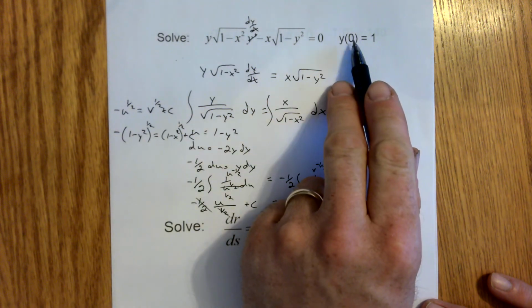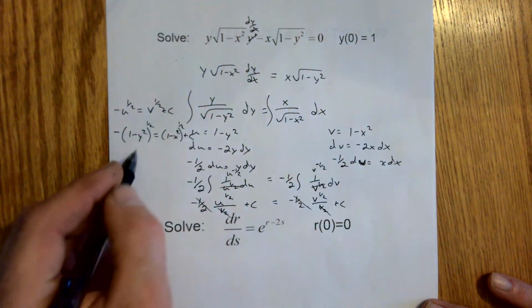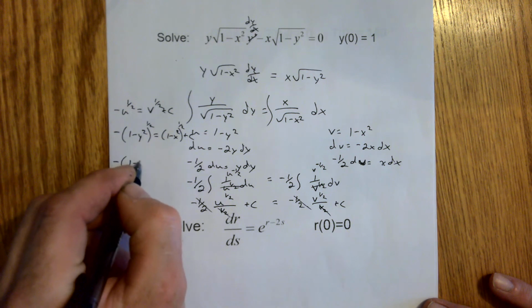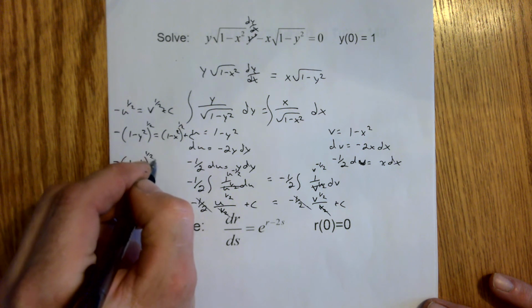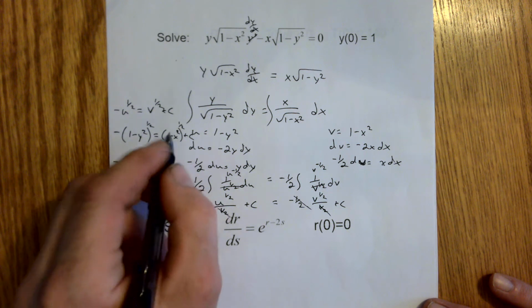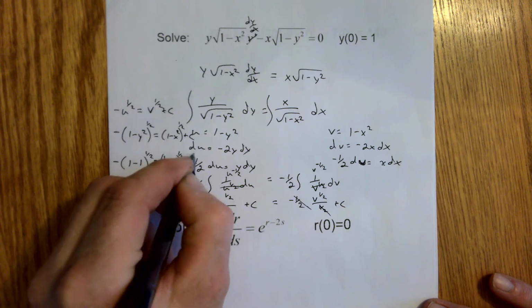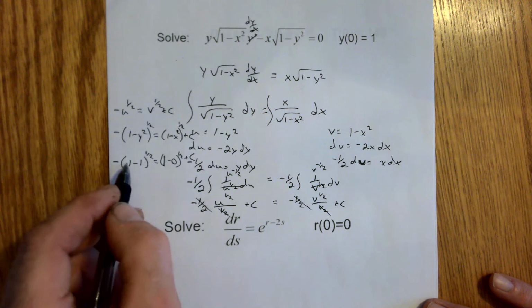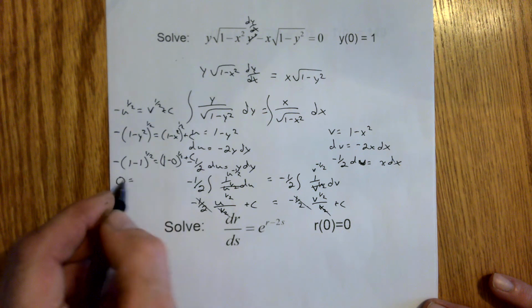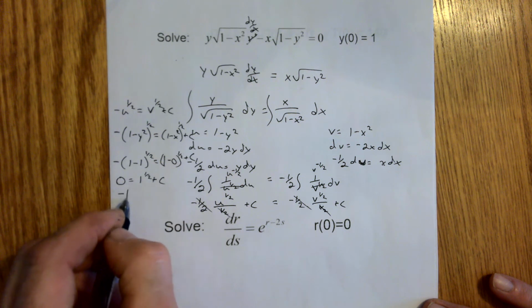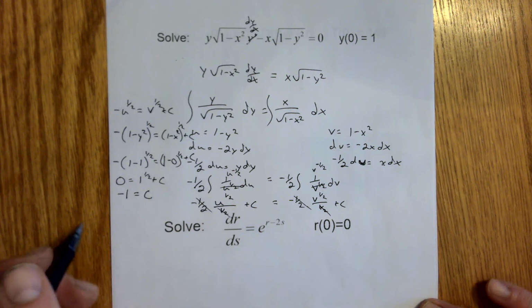We know that when x is 0, our y value is 1. So when we plug in 1, we get 1 minus 1 to the 1/2 is going to equal 1 minus x, which is 0, to the 1/2 plus our c. 1 minus 1 gives us 0, and that's going to equal 1 to the 1/2 plus c. So we have negative 1 equals our c value.